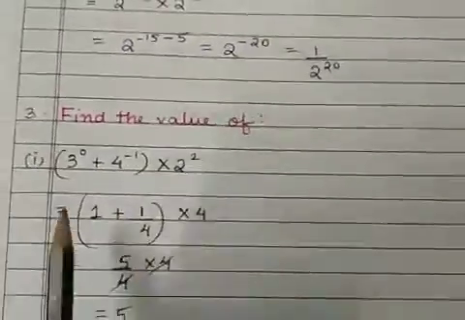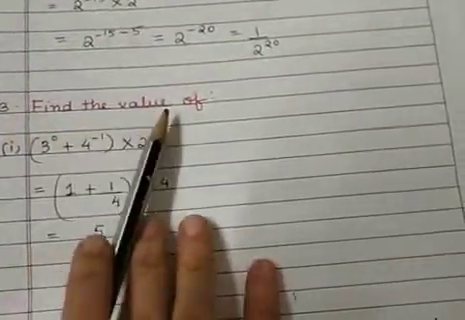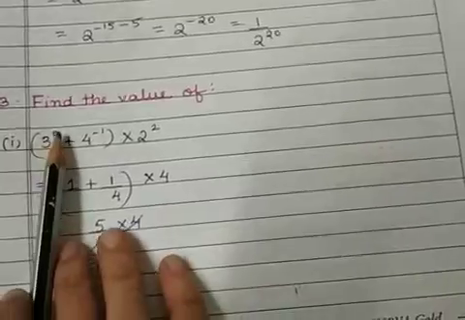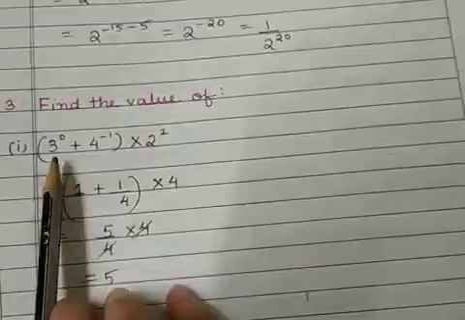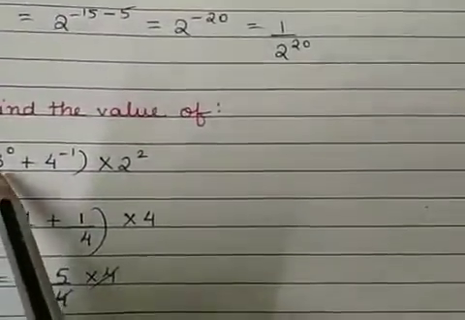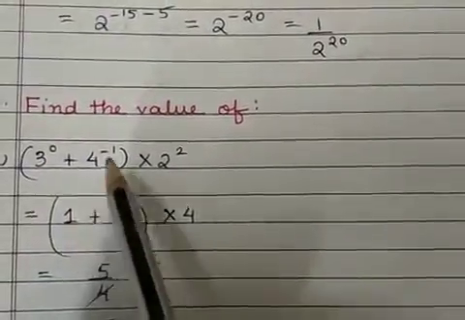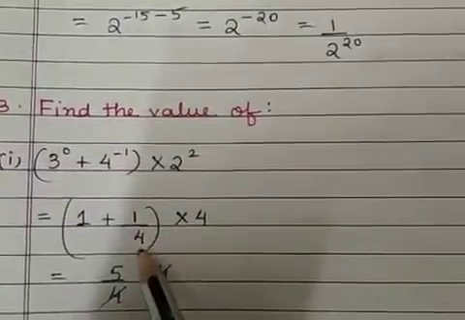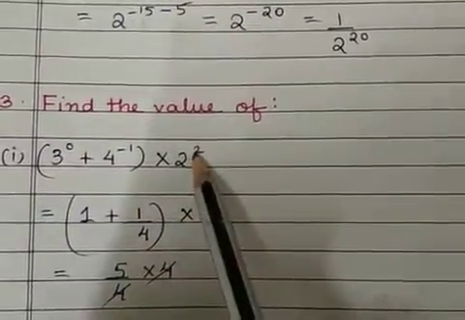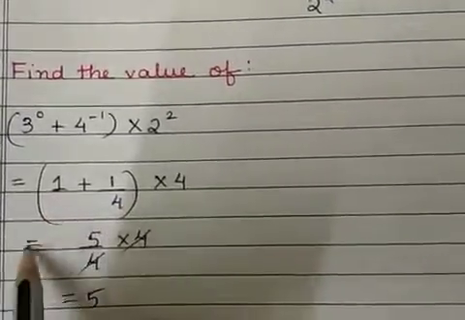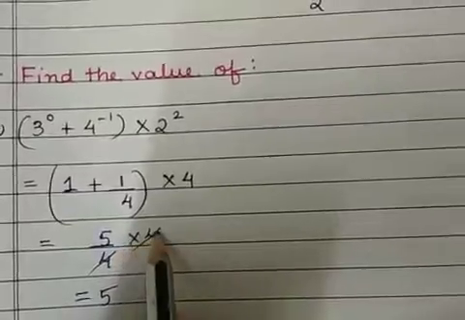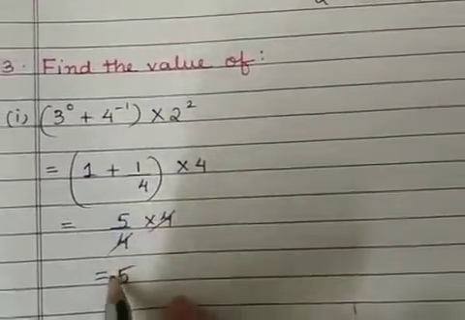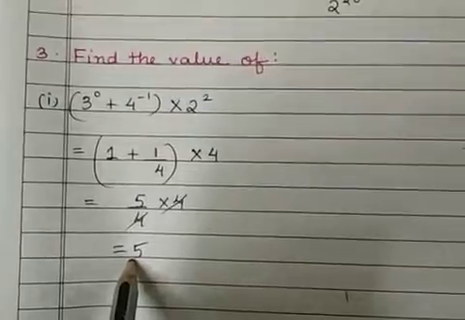Now let us look at the third example. Find the value of (3^0 + 4^-1) multiplied by 2 square. You always solve the bracket first. So here 3^0 is 1 plus 4^-1 is 1 upon 4^1, multiplied by 2 square is 4. If you solve the bracket here, you get 4 ones are 4 plus 1, 5 upon 4, multiplied by 4. 4 and 4 get cancelled and you get 5. This is the answer.